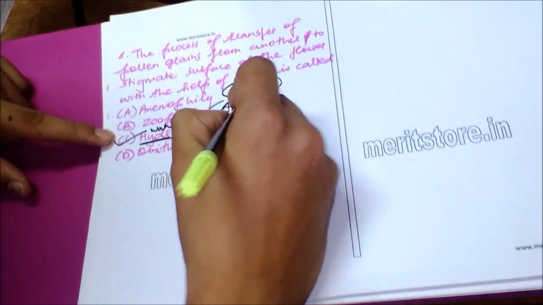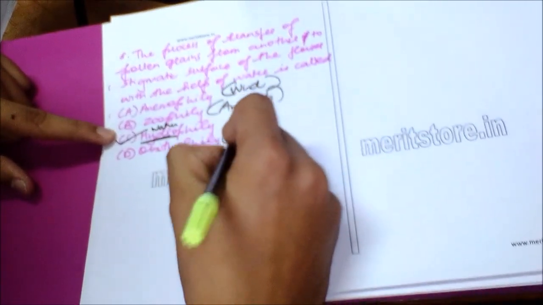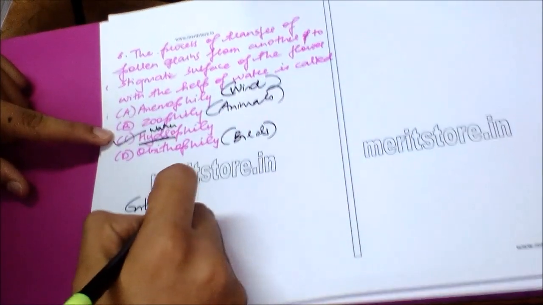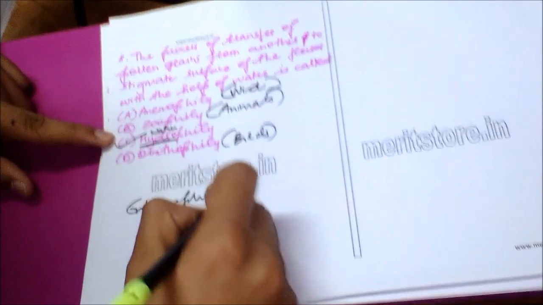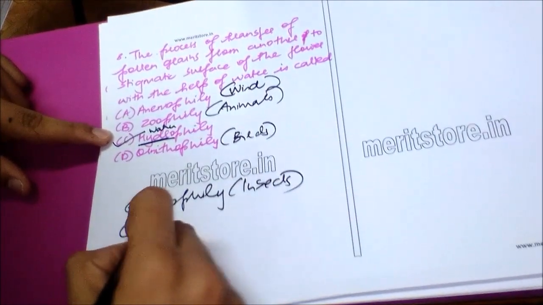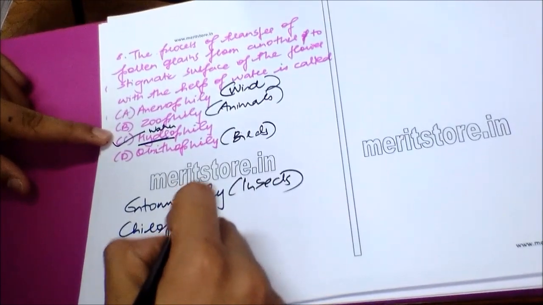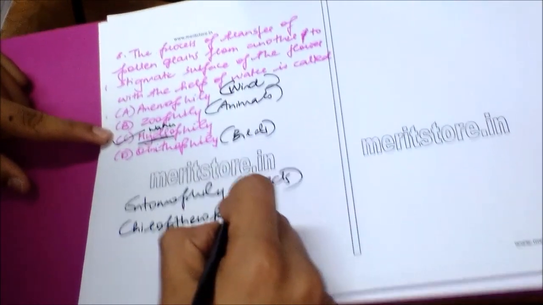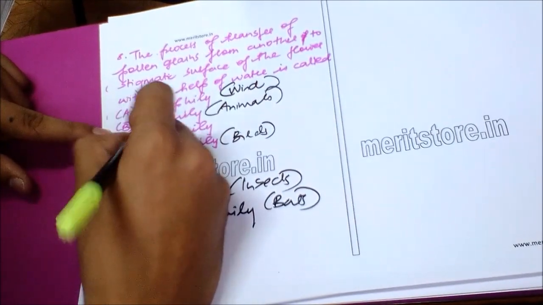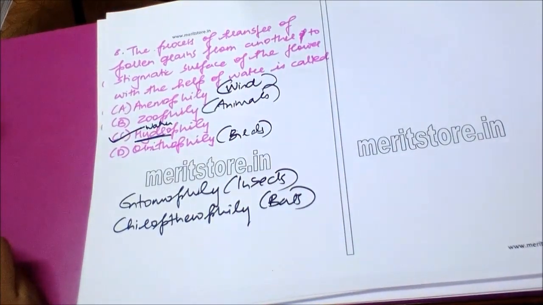Zoophily is through animals. Ornithophily is with the help of birds. Also there are other types like entomophily, through the agency of insects, and chiropterophily, with the help of bats. But the answer to this question is option C, which is hydrophily.